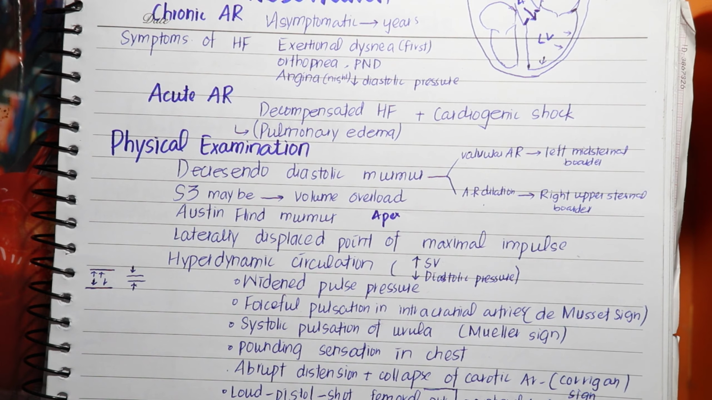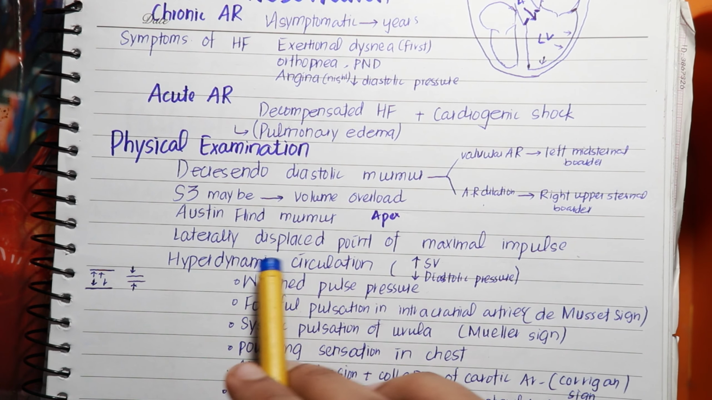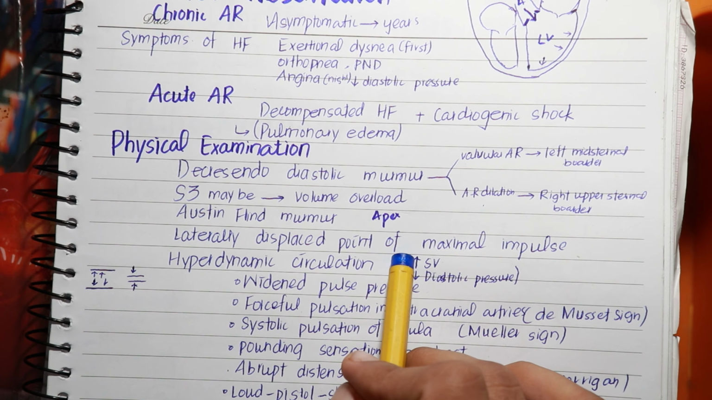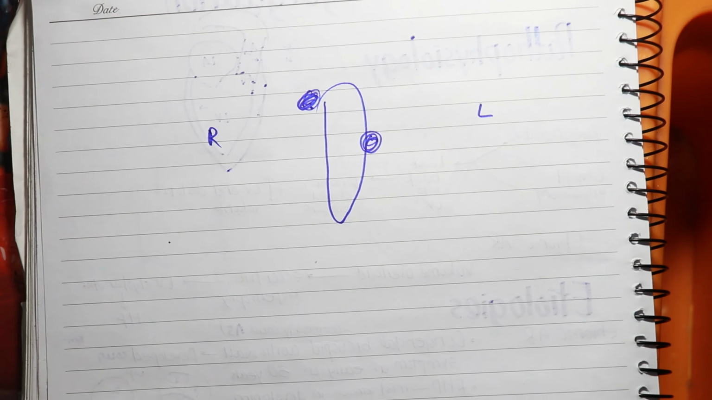Okay, so the next thing is a laterally placed point of maximal impulse. Why? It means your point of maximal impulse. Normally, the point of maximal impulse is the point where you feel the maximum impulse when you put your stethoscope on. Normally it is at the fifth intercostal space in the mid-clavicular line. Now it is laterally placed. Why? Because the heart has enlarged.